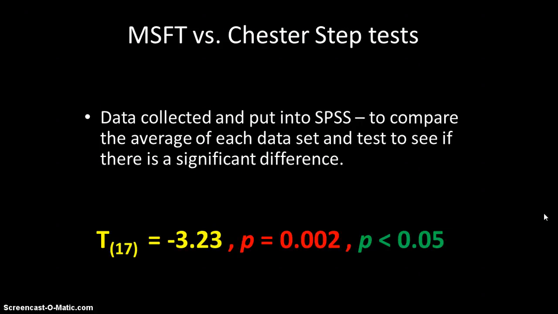So here's our t-value, the difference test, the paired t-test value. Data was put into SPSS in order to compare the means or the averages of each data set and to see if there was a significant difference. And the t-value is minus 3.23. The p-value from this is 0.002.